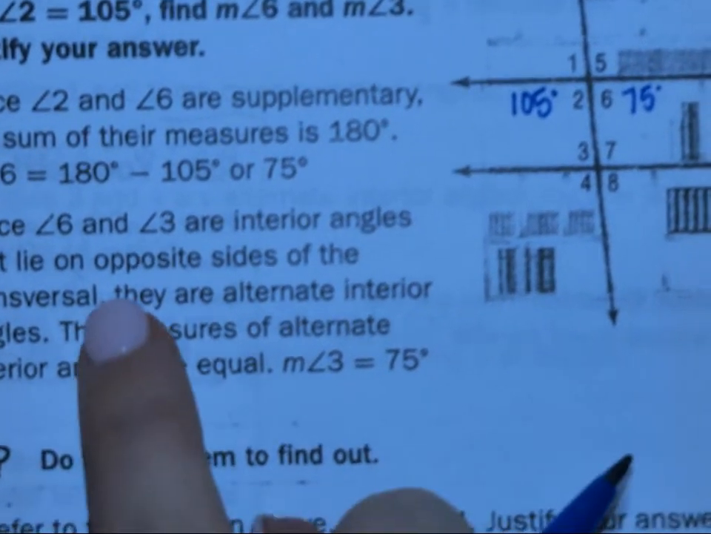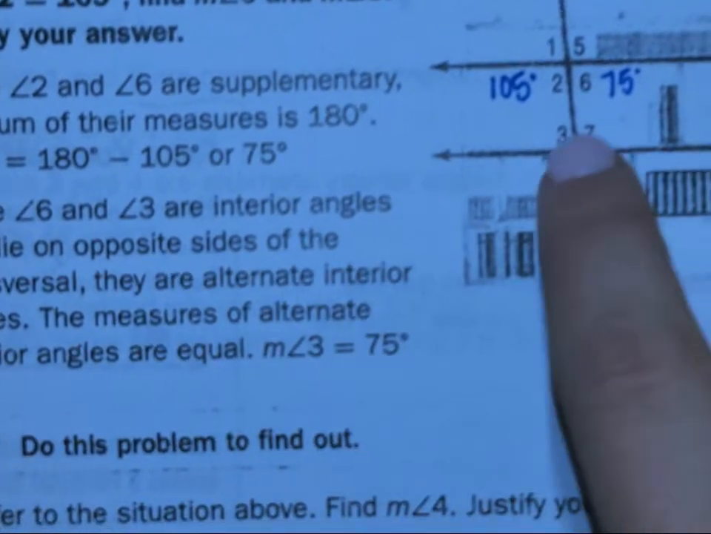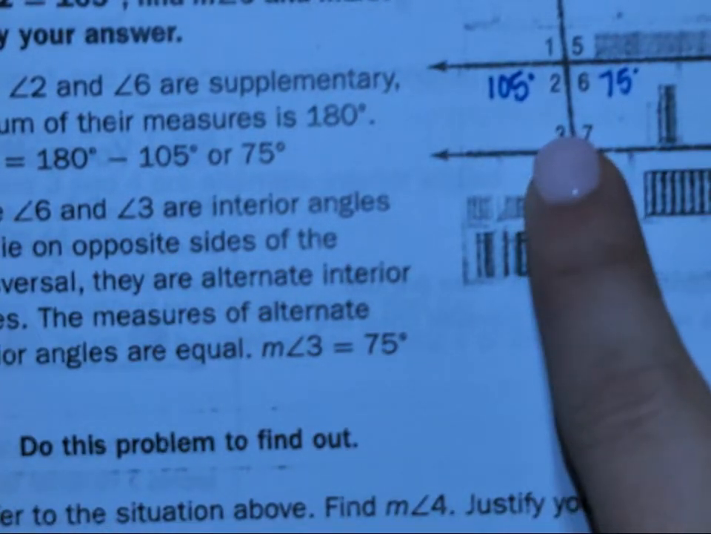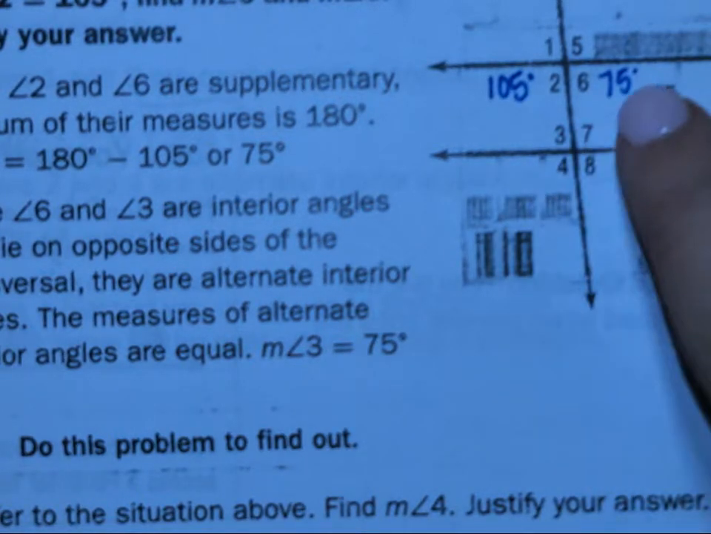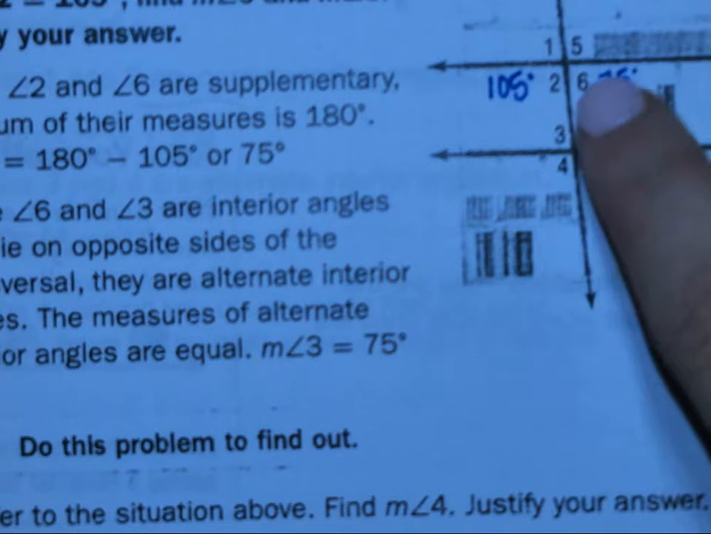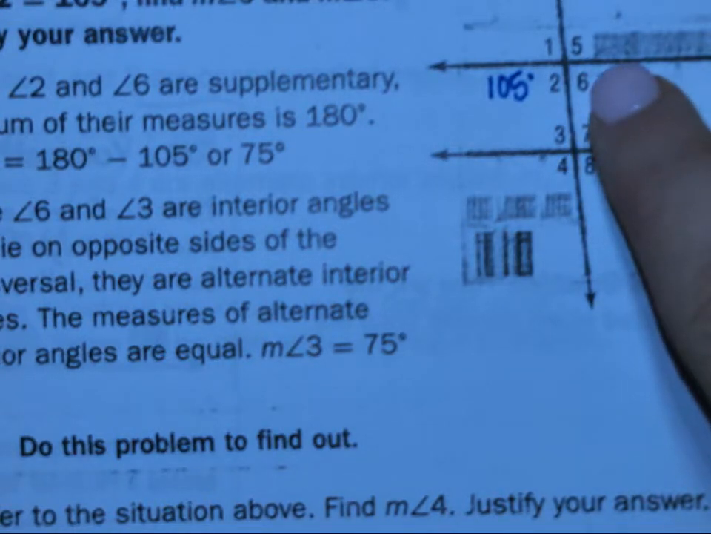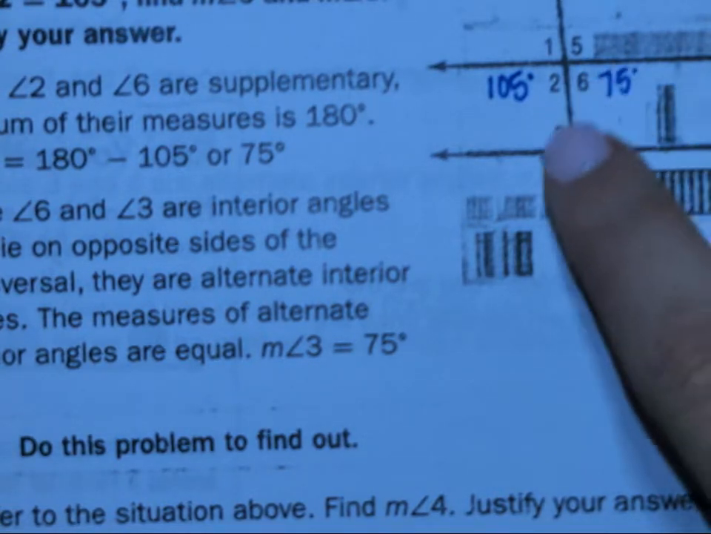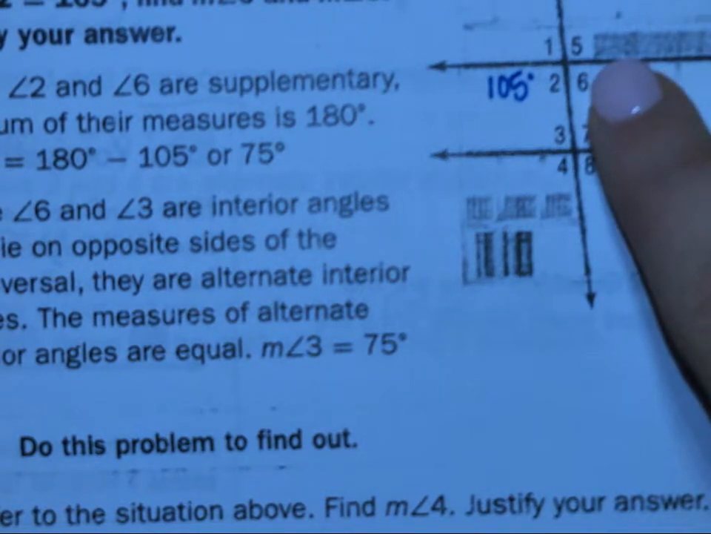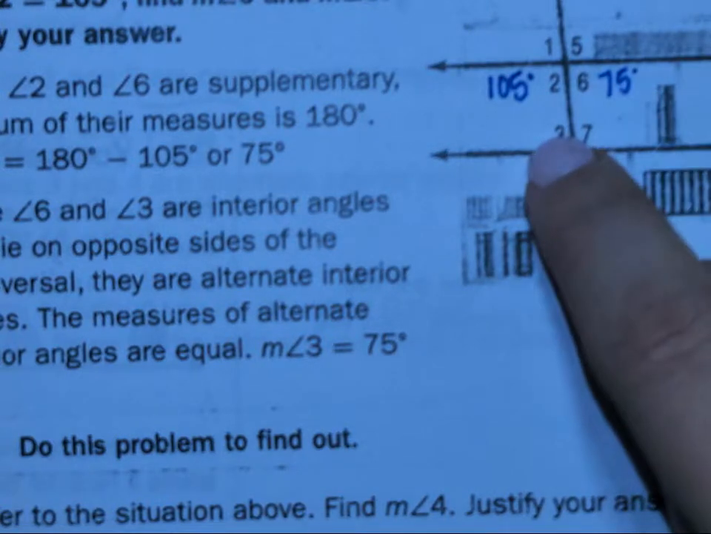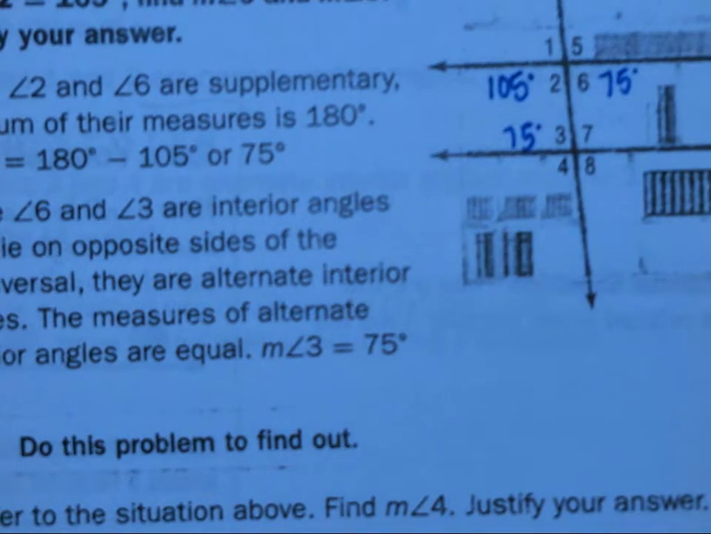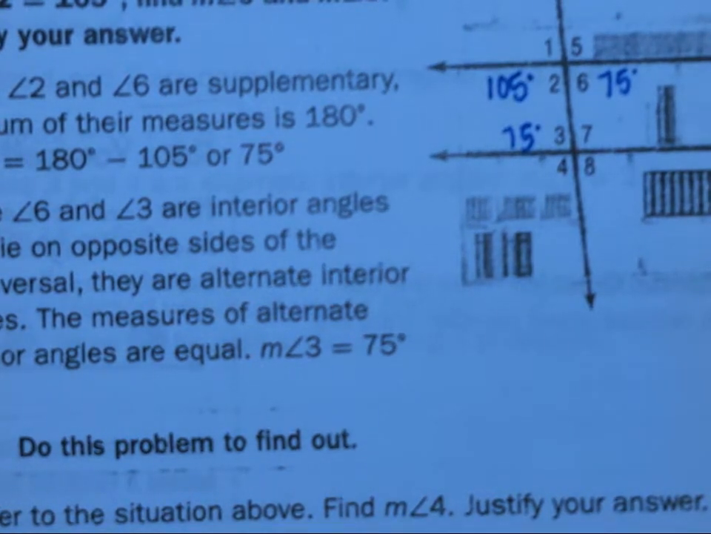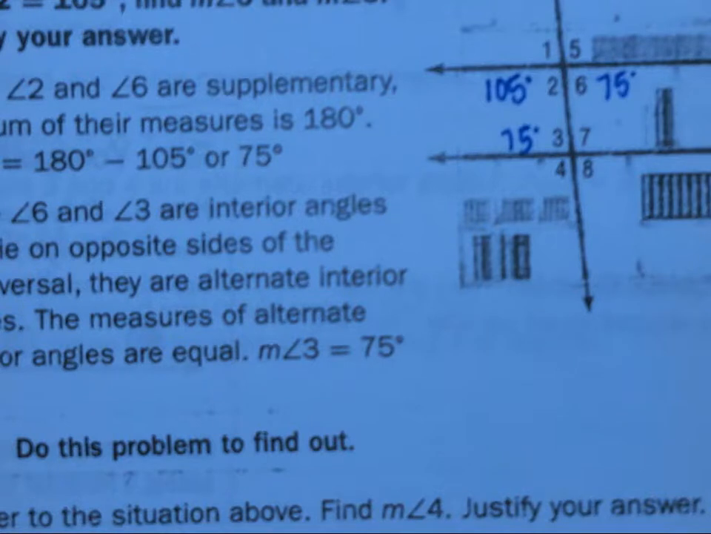And then, in order to find measure of angle 3, since angle 6 and angle 3 are what type of angles? What are 6 and 3? Interior angles. They're interior, but what type of interior? They're alternate interior angles, and remember, alternate interior angles have the same measures. So if angle 6 is 75, then that means that measure of angle 3 is also 75. You see that? I know it's kind of hard to see up there on the board.